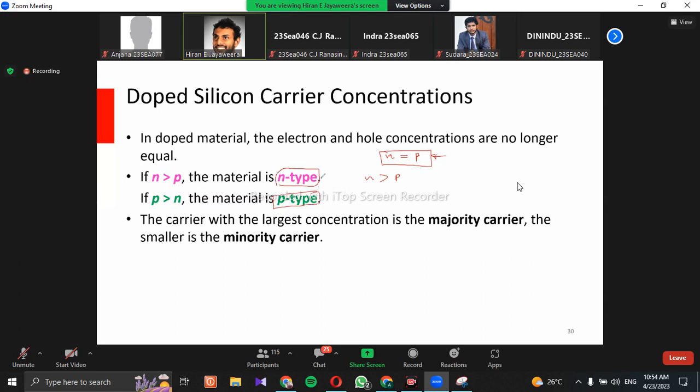Now, in case of N-type material, electrons, free electrons, are called majority carriers, and holes are called minority carriers because they have a smaller population. But in case of P-type material, holes are the majority carriers, and electrons, free electrons, are the minority carriers. Hope it is clear.